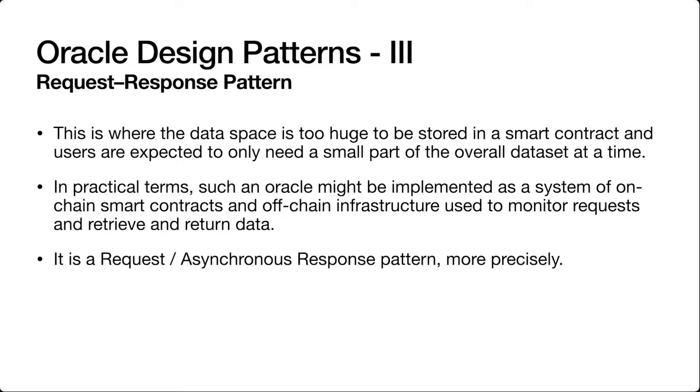And the third oracle design pattern, the request-response pattern. This is where the data space is too huge to be stored in a smart contract, and users are expected to only need a small part of the overall data set at a time. In practical terms, such an oracle might be implemented as a system of on-chain smart contracts and off-chain infrastructure used to monitor requests and retrieve and return data.